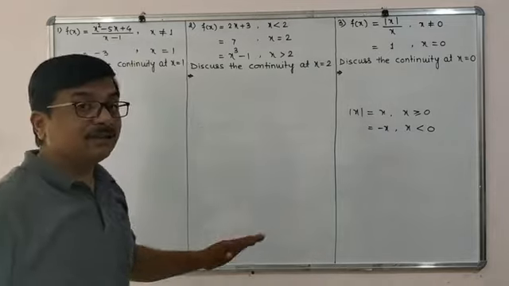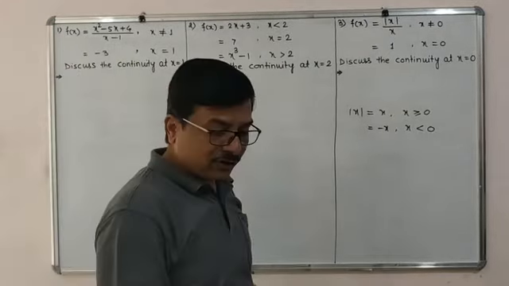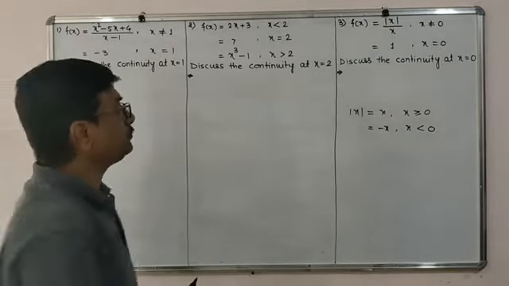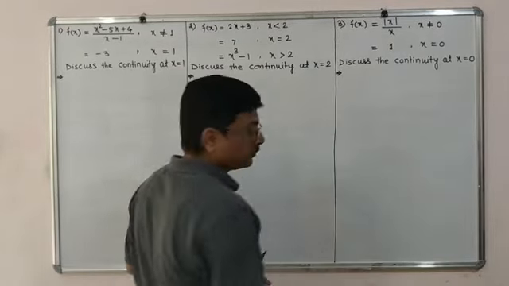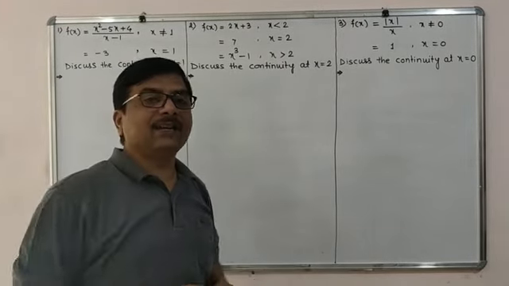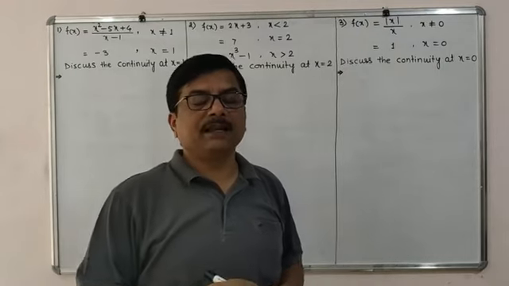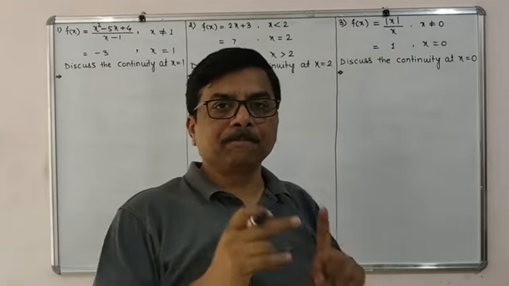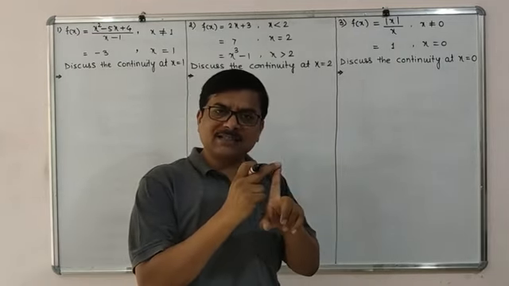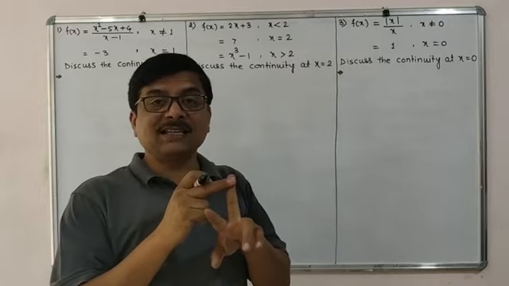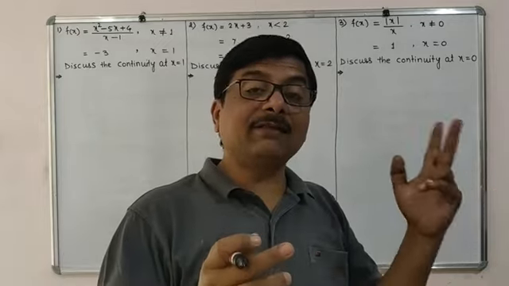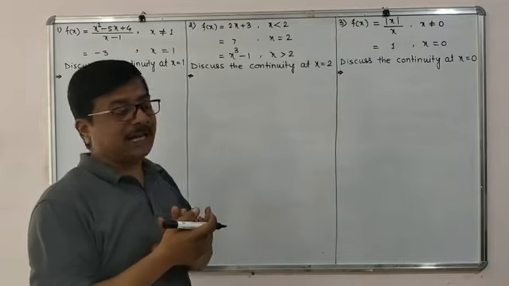Observe these three functions. Now we'll see the continuity of these functions. Now remember again the definition of continuity. The definition of continuity says that the limit of the function must exist, the value of the function must exist, and they must be equal. Then we can say that the function is continuous at that point.